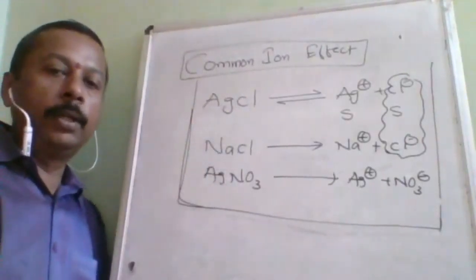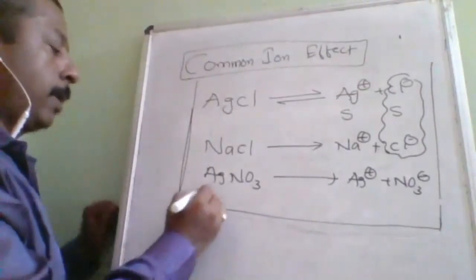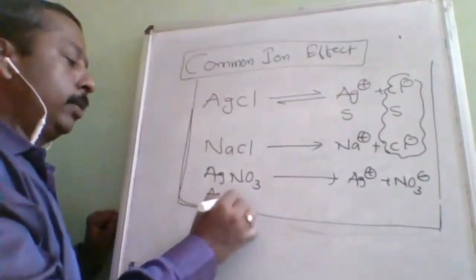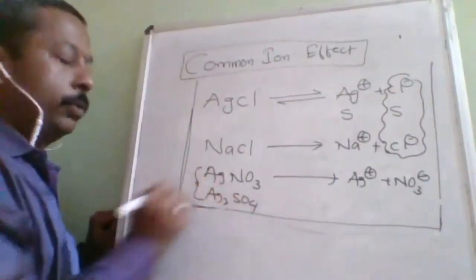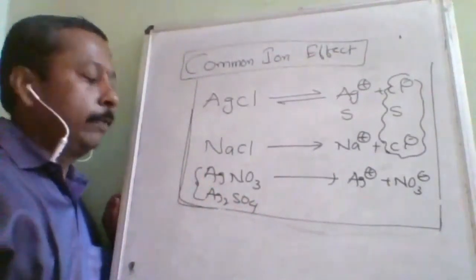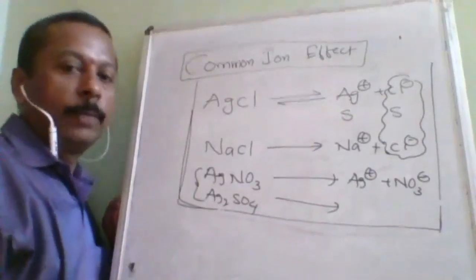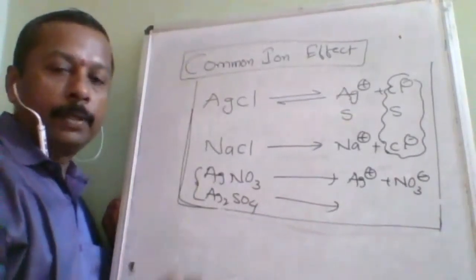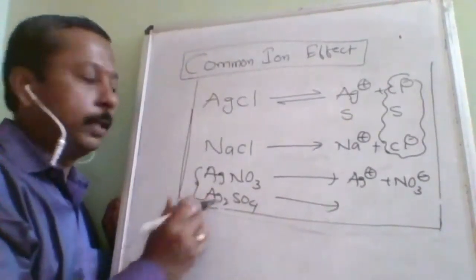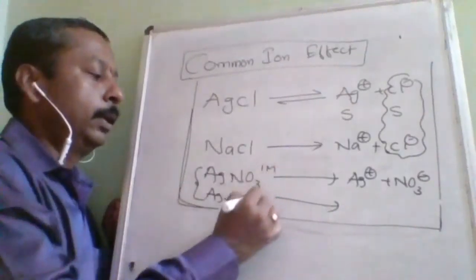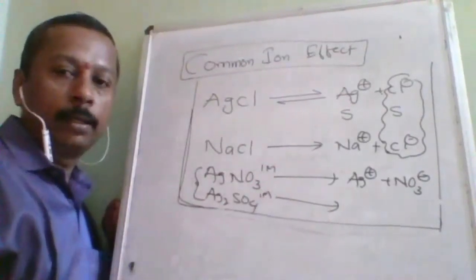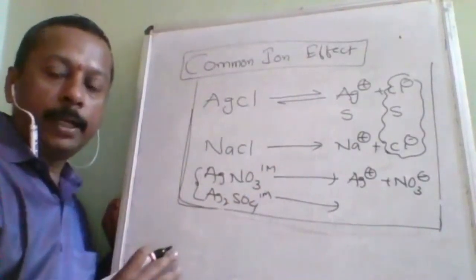Okay, now let us take another example. Let us take, suppose, Ag2SO4. These two will show the common ion effect, but if their concentration is sufficient, which is going to show more common ion effect, if this is also 1 molarity, and this is also 1 molarity? Okay, so who will tell? Right answer.